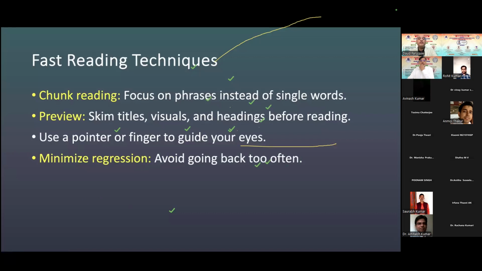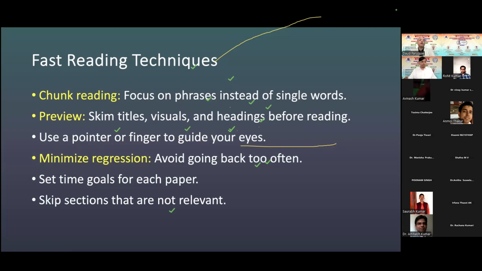Minimize regression. As I explained before, iterative or regressed reading has to be avoided while you are trying to read fast. And of course, you should set time goals for each paper, whether you are going to read this for 5 minutes or for 10 minutes. This is your plan. And if you are sticking to the time, then you tend to read it fast and properly as well.